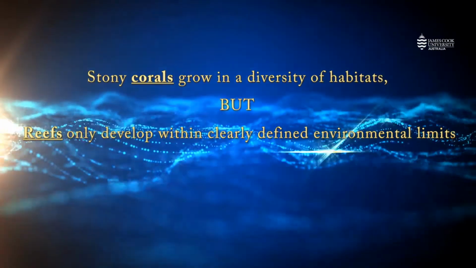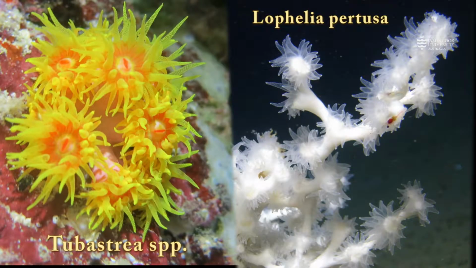Some special species, some special types of corals, can actually be found growing at more than 80 meters depth where light availability is very limited. These include this Tubastrea coral here on the left, and this Lophelia coral here, which actually forms structures similar to reefs at around 200 meters depth off the coast of Norway, where it's very cold and very dark.